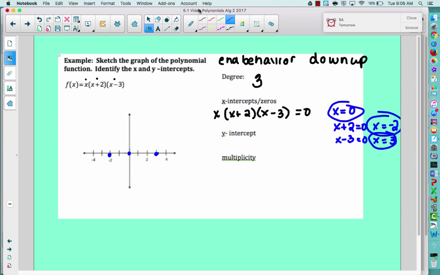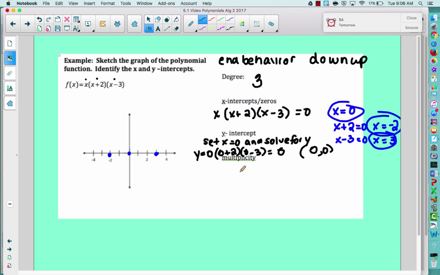All right, my y-intercept. Now I want to recall y-intercept because this is a recall. To find the y-intercept, set x equal to 0 and solve for y. Okay, so I'm going to set x equal to 0, so 0 times 0 plus 2 times 0 minus 3. And 0 times anything is going to give me 0, so y is going to be 0. So my y-intercept is (0, 0).